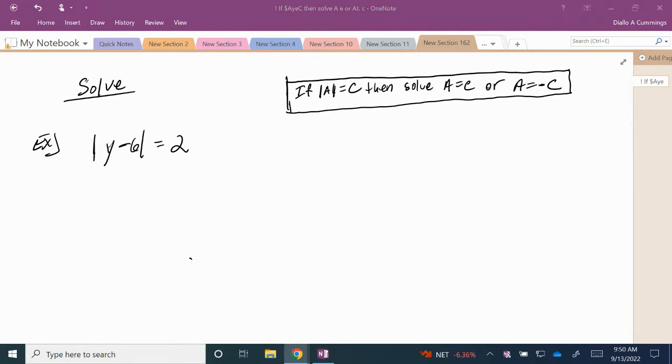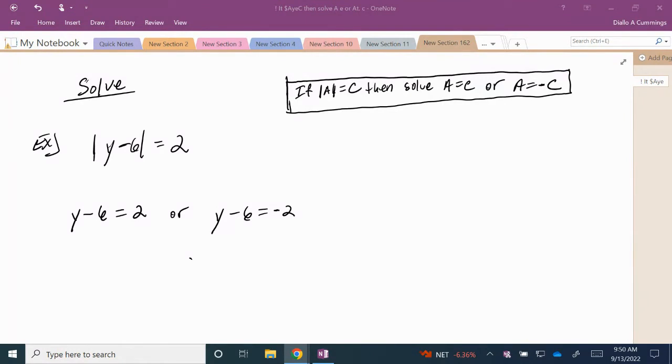All right, so we're going to use the formula to simply rewrite this. So I'm going to drop my absolute value bars. Okay, I'm going to write y minus 6 is equal to 2, or, and then I'm going to drop my absolute value bars again, y minus 6 is equal to negative 2. Okay, and we're just simply going to solve both equations.